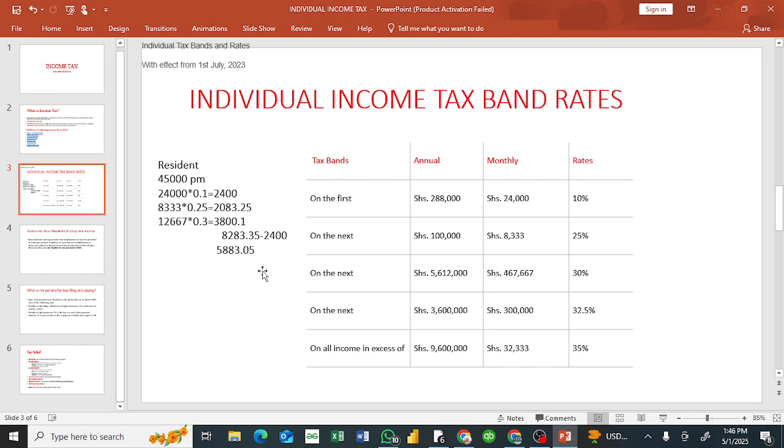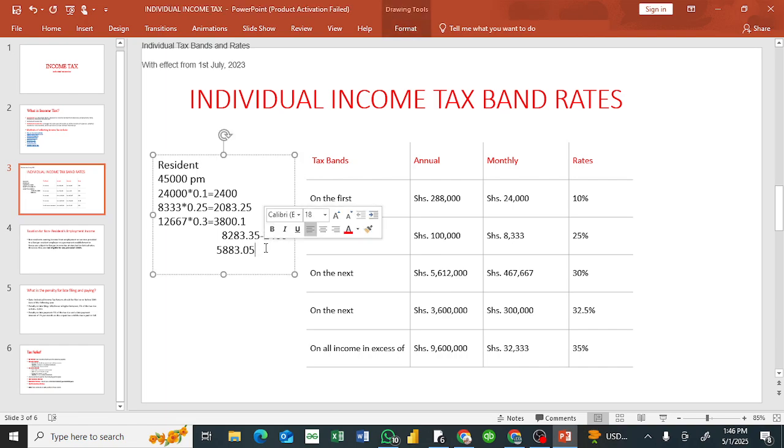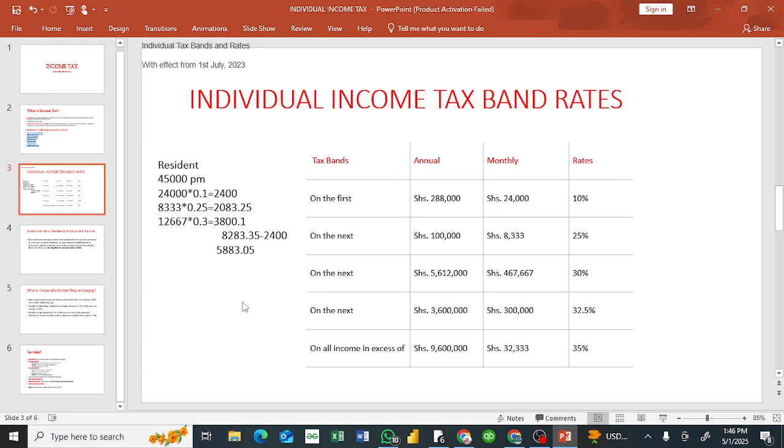But remember, he is a resident, so he is entitled to personal relief of 2,400 per month. That means John will pay 5,883.05 per month as PAYE. That is for a resident individual.